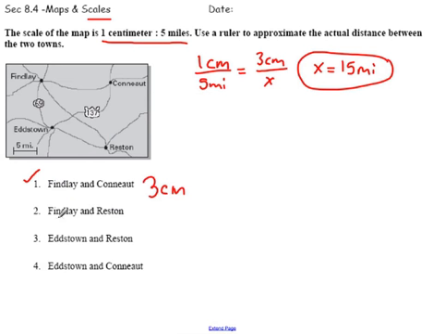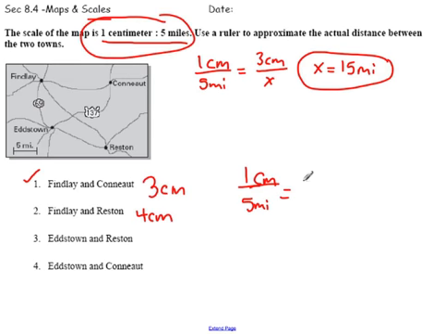We'll do this again with this one here. This is just 4 centimeters if we use a ruler. So again, we'll use 1 centimeter over 5 miles, just using the scale that it gave us here, will equal 4 centimeters over x. We cross multiply. x equals 20 miles.